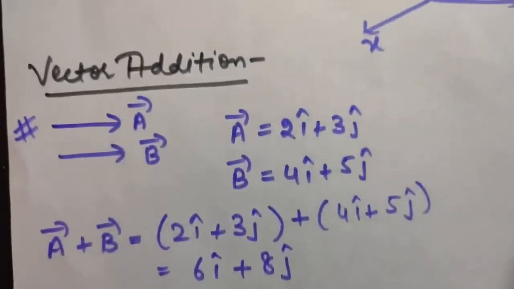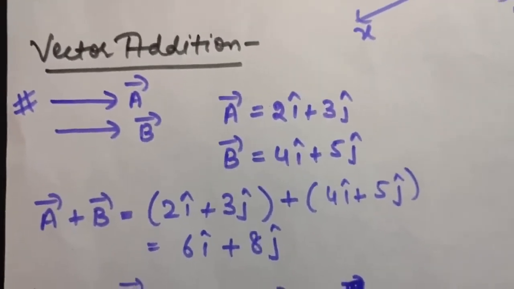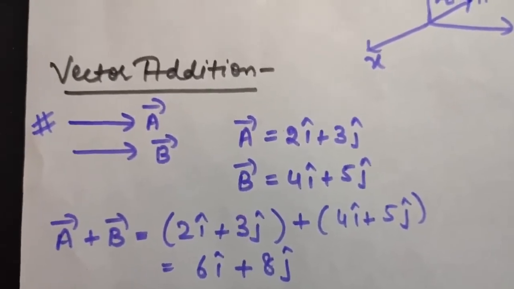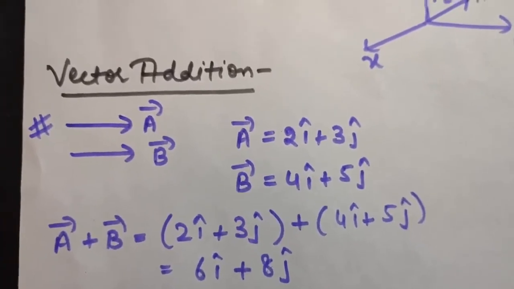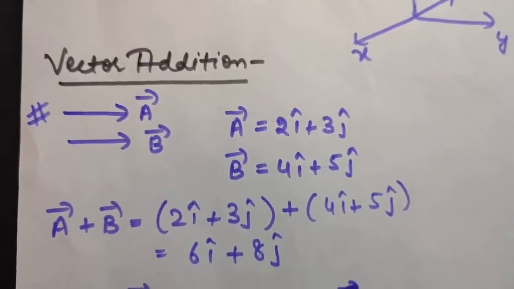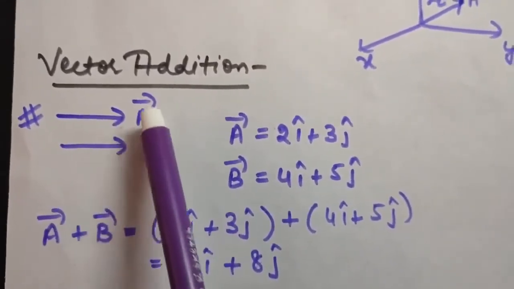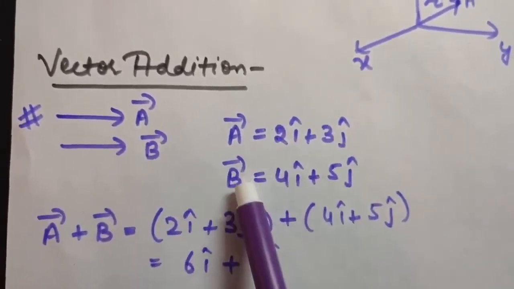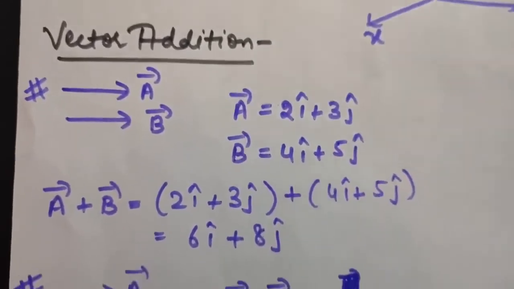Now next comes vector addition. Vectors are not added like scalars. For example, when we add scalars, we just do 2 plus 3, 7 plus 8, 10 plus 12. We do not talk about their direction. But because vectors have direction also, therefore we have to consider direction also. So let us see here. These are the two vectors A and B. Initially, they are in same direction. Let us suppose vector A is equal to 2i cap plus 3j cap and vector B is equal to 4i cap plus 5j cap.